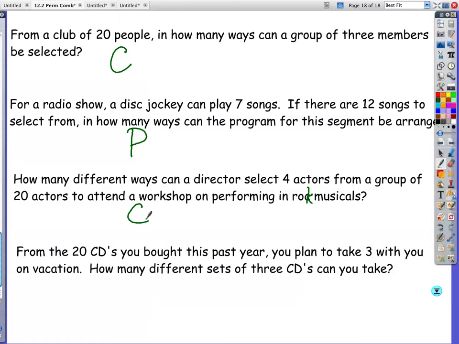Does it matter which one went in your bag first? Nope, doesn't matter. If I were laying them up on a shelf, what order can I put them in? Or if I'm putting them on display, then order matters. But in this case, it does not matter. So this would be a combination.